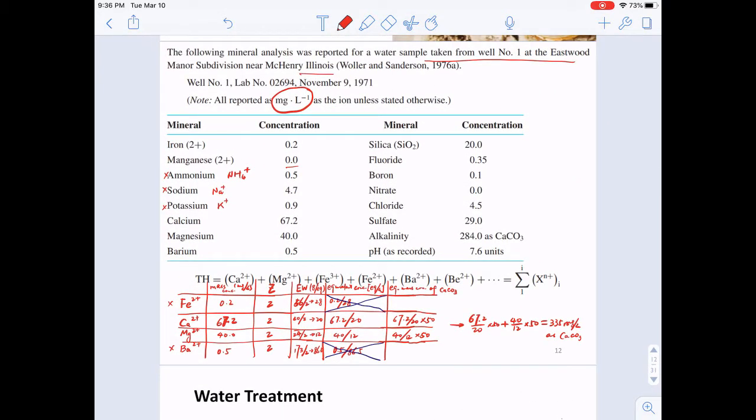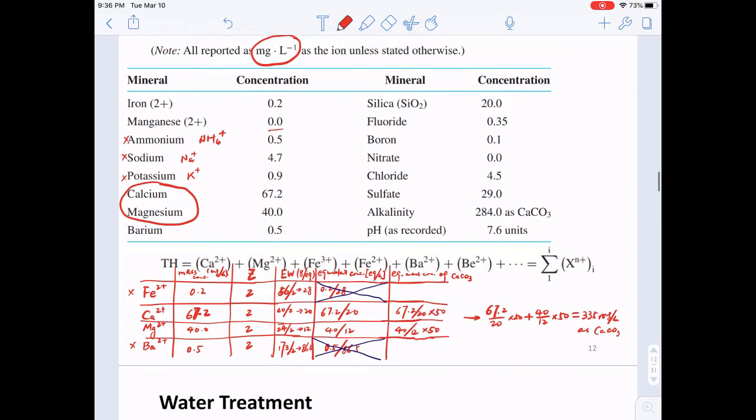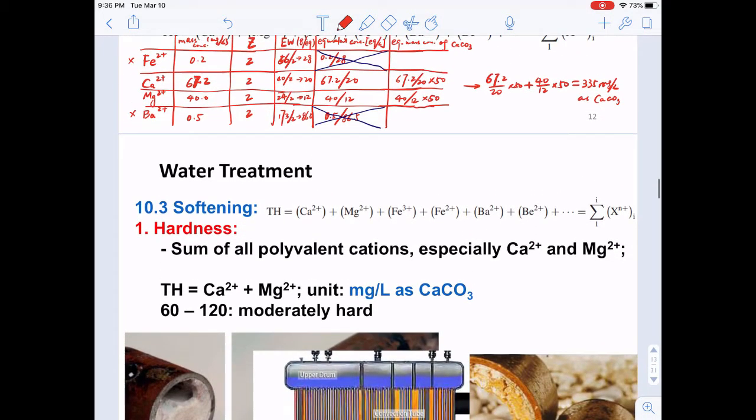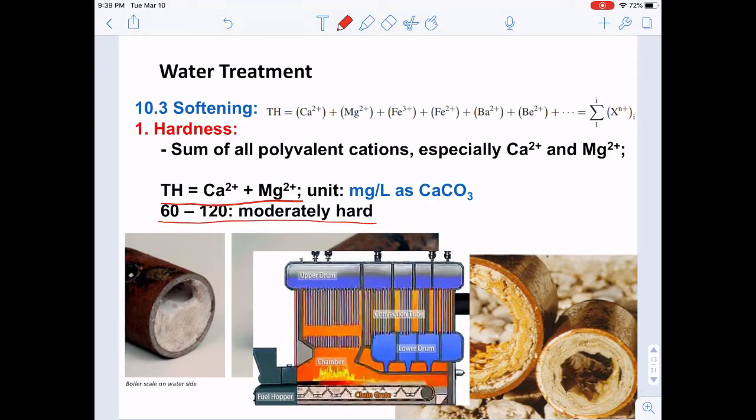So one feature that you can find is that the most important contributor of the hardness is actually coming from calcium and magnesium. And this is actually the case for most of the water we're going to deal with. So this is the reason why we can just use the calcium and magnesium concentrations to calculate the total hardness. And typically, a water treatment plant just needs to treat or soften the water so that the hardness is between 60 to 120 milligram per liter as calcium carbonate. And this is how we can calculate the total hardness of the water.